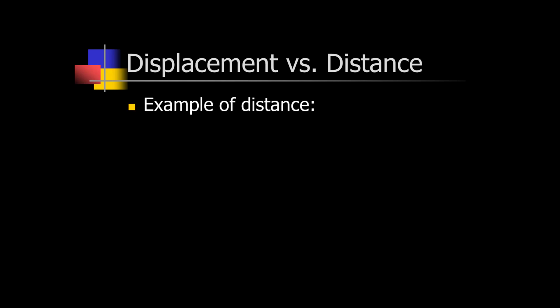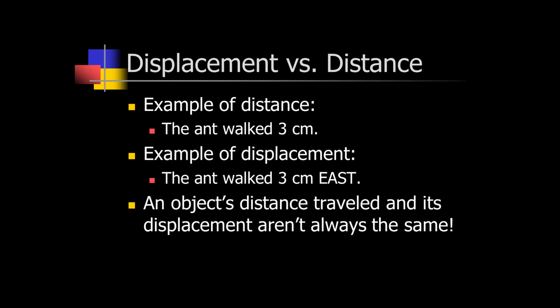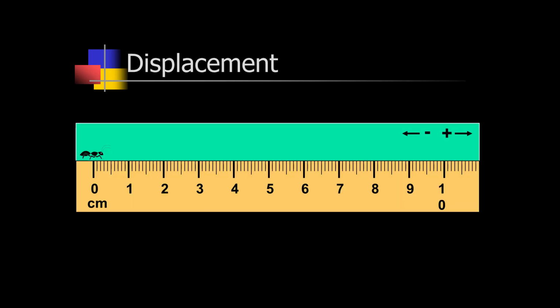Okay, so if we are considering the example of distance, that is the ant walked 3 centimeter, and if we are telling about the same thing with the help of displacement, what we will say? We will say the ant walked 3 centimeter east. Now direction is mentioned with the distance. Magnitude as well as direction is there. It is telling us about the displacement. An object's distance traveled and its displacement aren't always the same. These two are different things.